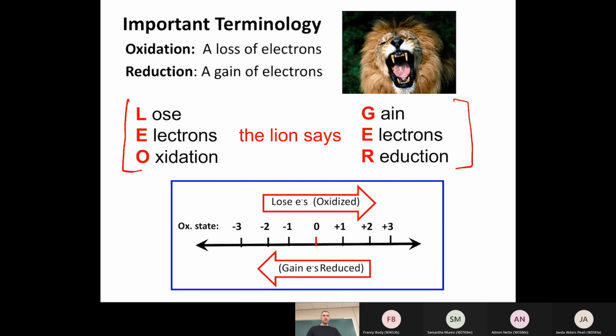And I remember we learned this phrase in high school, but it wasn't in chemistry. It was in biology. I forget what we were talking about, whether it was citric acid cycle or something like that. I don't know.